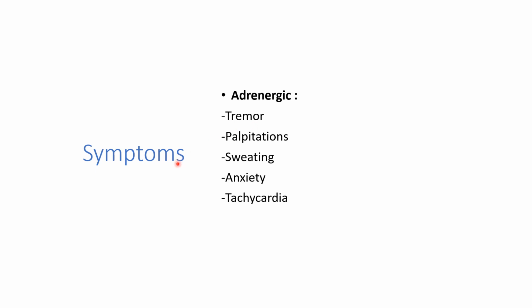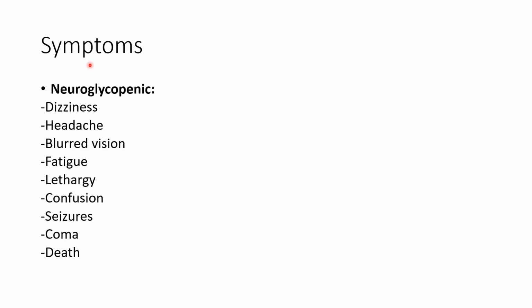When there's hypoglycemia, there are certain troubles that we can run into, like adrenergic symptoms. The adrenergic symptoms will be the first to appear, and that will give tremor, palpitations, sweating, anxiety, and tachycardia. Then, if nothing is done on time, that will go downhill to neuroglycopenic symptoms. In that case, there'll be dizziness, headache, blurred vision, fatigue, lethargy, confusion, seizures, coma, and death.